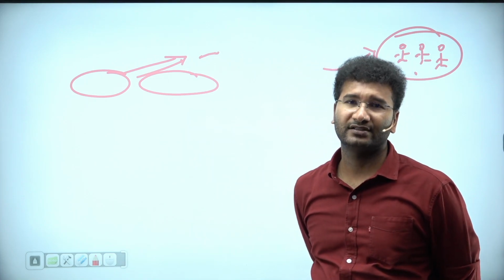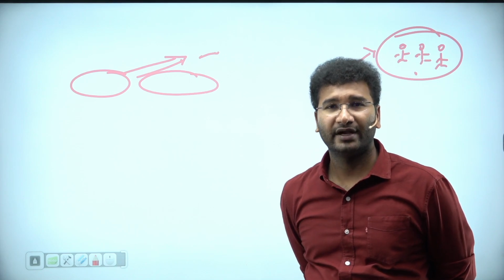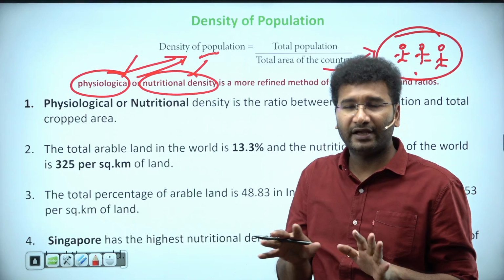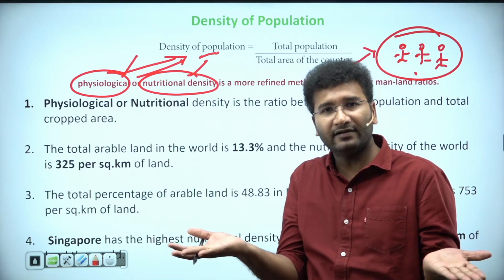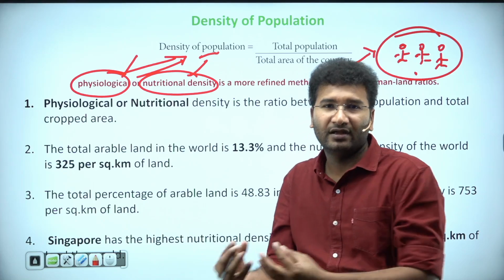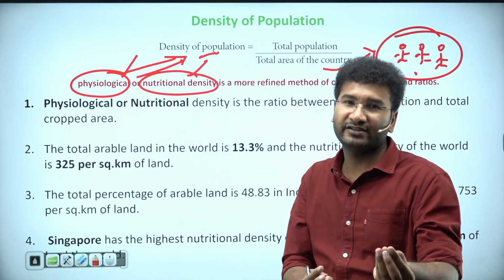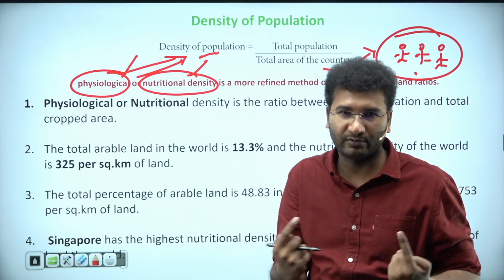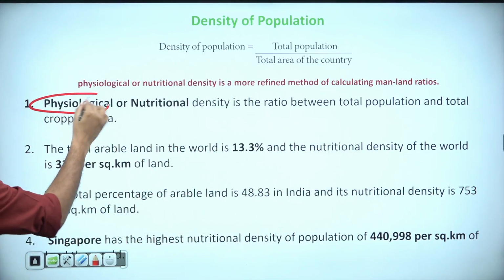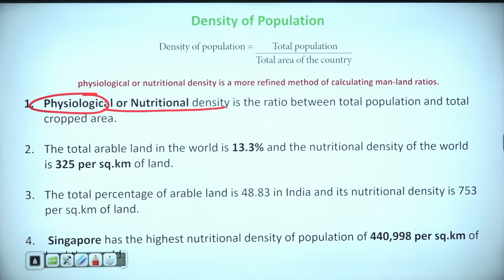Why do we have to take these two into account? It is because when you take physiological and nutritional value, it takes into account the area, the total people living in that area, and also the natural resources available, how much food is available for one person and how much food is available per square kilometer. So look here, the physiological or nutritional density is the ratio between the population and the total cropped area.